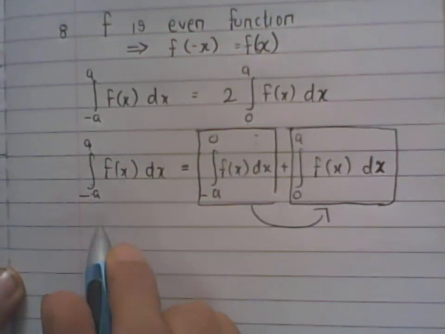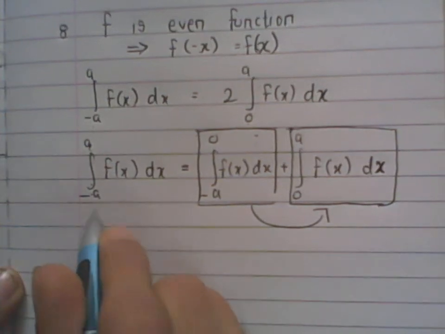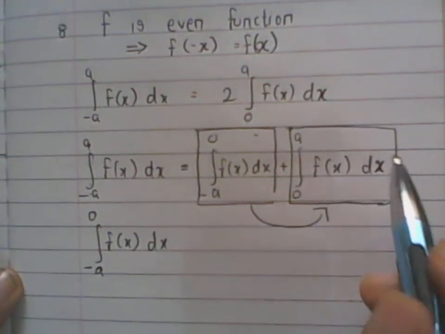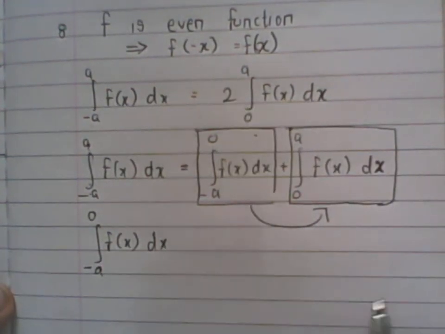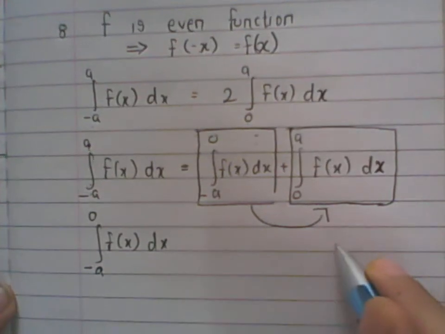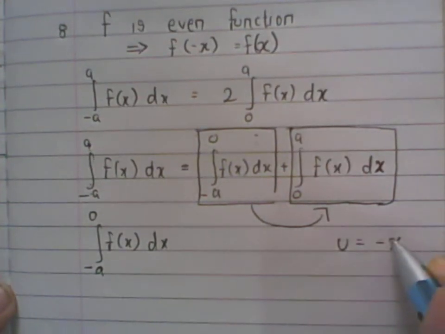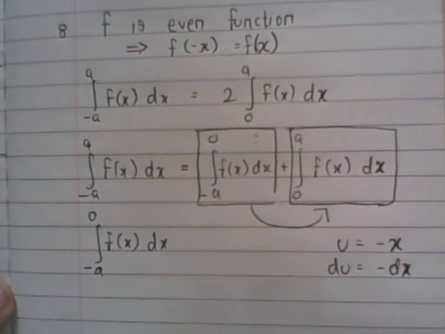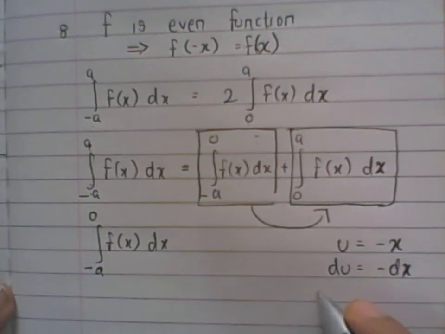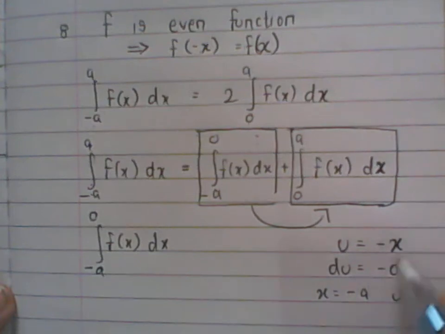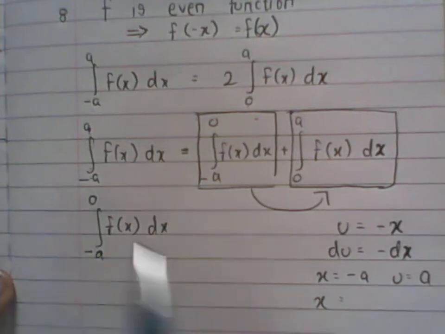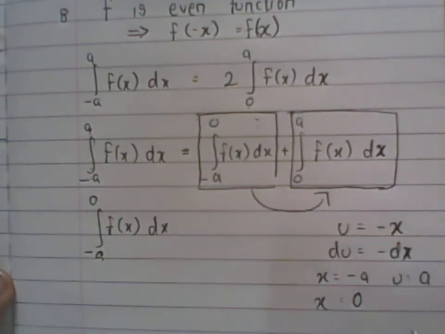So I want to show that negative a to 0 of f of x dx is the same as my other integral. And since we are dealing with even functions, a very good substitution to make is u equals minus x, which gives you du equals minus dx, of course. And an interesting thing happens when you look at the limits. If x is the lower limit, minus a, then u becomes negative of minus a, which is the same as positive a. And when x is the upper limit 0, u equals negative 0, which is the same as just 0.